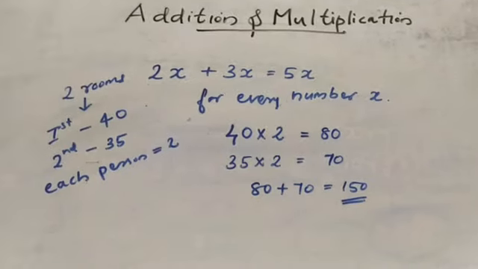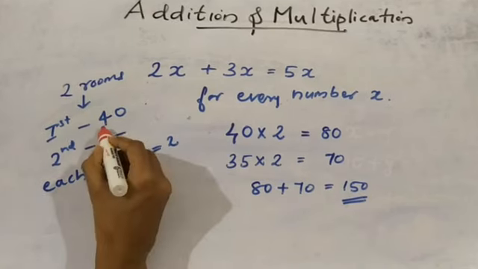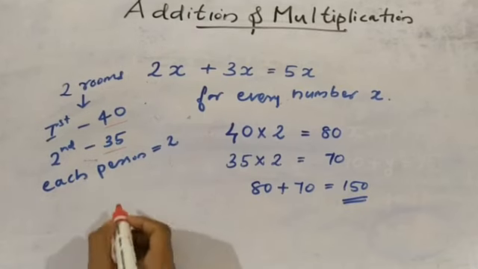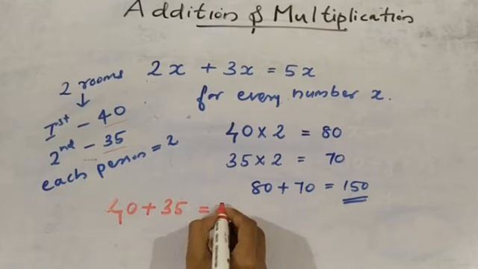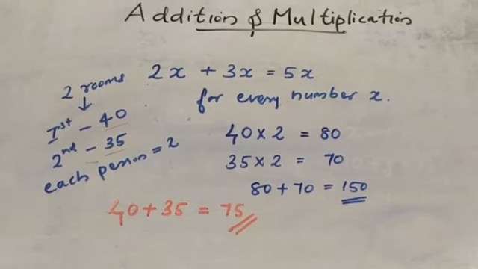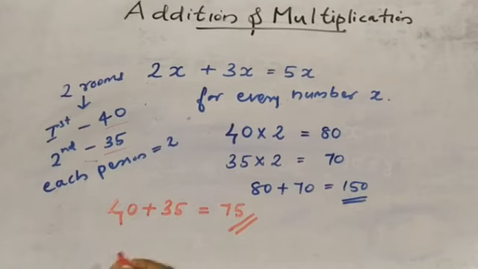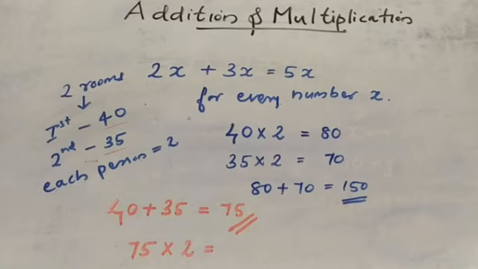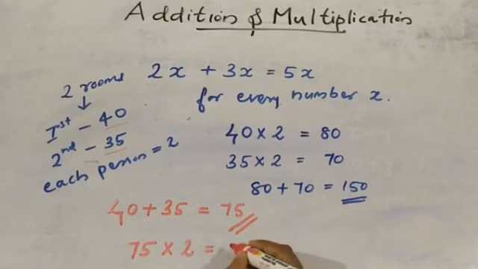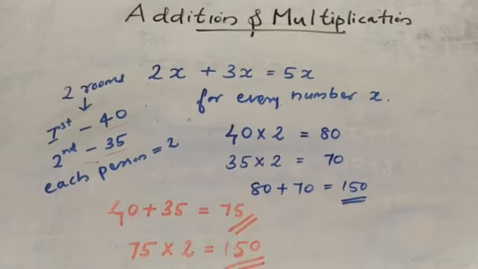First of all, we can count the total number of people who participated in that conference. That means 40 people in the first room and 35 people in the second room. So we will first count the total number of people. That means 40 plus 35, there are 75 people in total. Now let us calculate the number of biscuits needed. For 75 people, each person should get 2 biscuits. So 75 into 2, which is equal to 150. This is the second way. We got the same answer as in the first way also. So we can find the answer to this question in two ways, right?